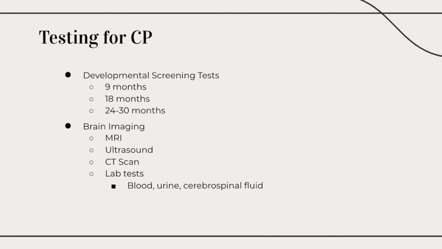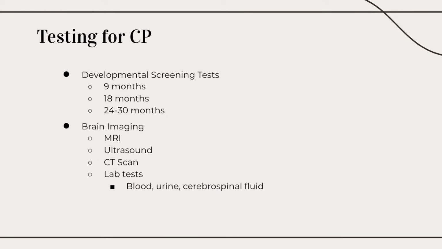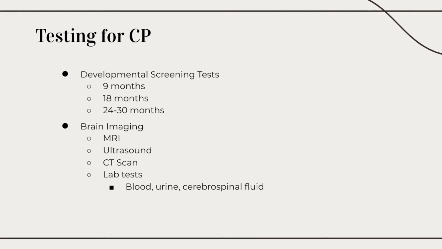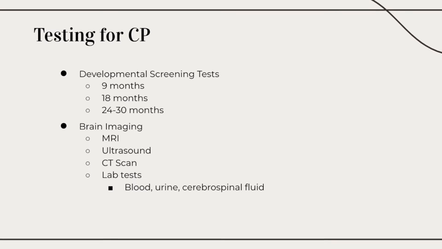When testing for cerebral palsy, generally you are doing developmental screening tests. These are done when they are first born, at 9 months, 18 months, and then again at 24 to 30 months. This is so they can check up on their developmental skills and to make sure that they are progressing as they should.